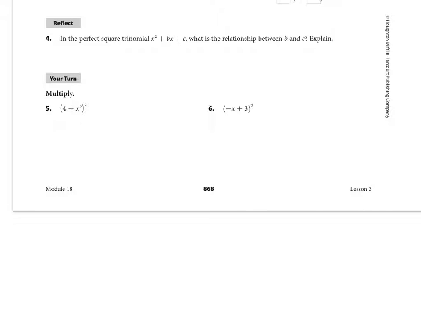So for this one, number 5, I'm going to just do the shortcut. Take the first term, square it. Take the second term, square it. So that'd be x to the 4th, because power to a power, you multiply. And then to get my middle term, I multiply these two, which would be 4x squared, and double it, which is 8x squared.